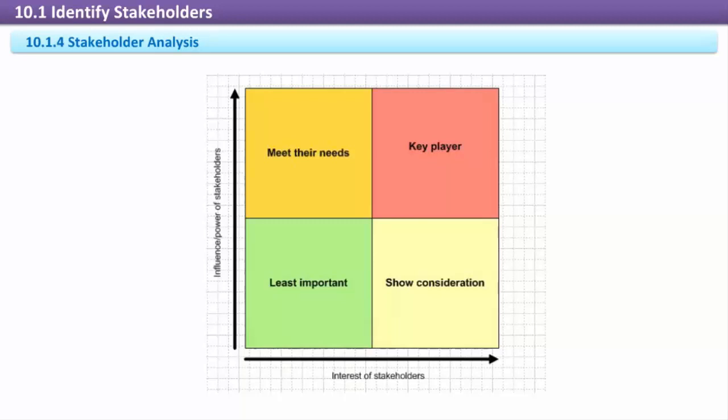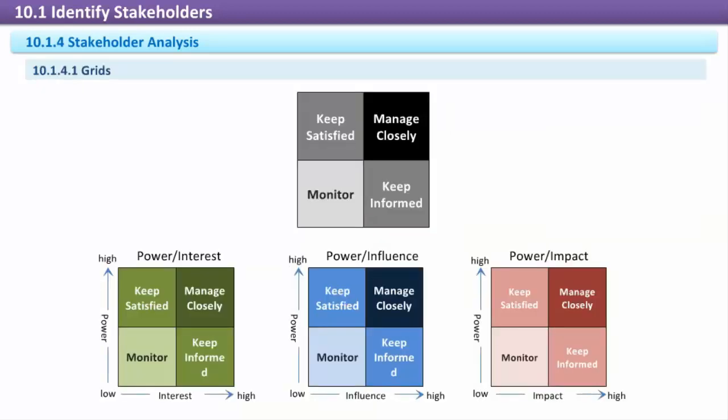5. What level of involvement should the stakeholder have in the project, and how much effort should the project manager plan on managing the stakeholders? Grids. Grids are a tool to plot a stakeholder position along two axes that each represents a separate key factor.